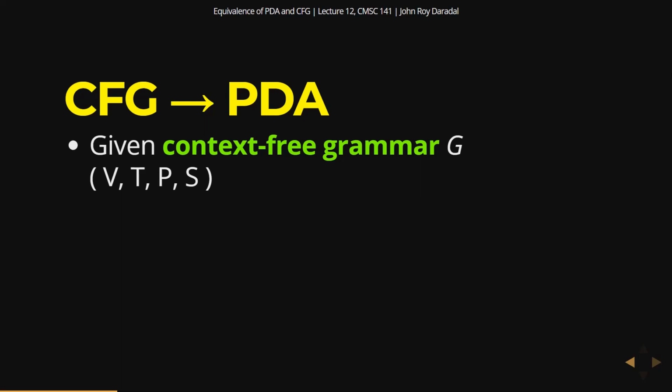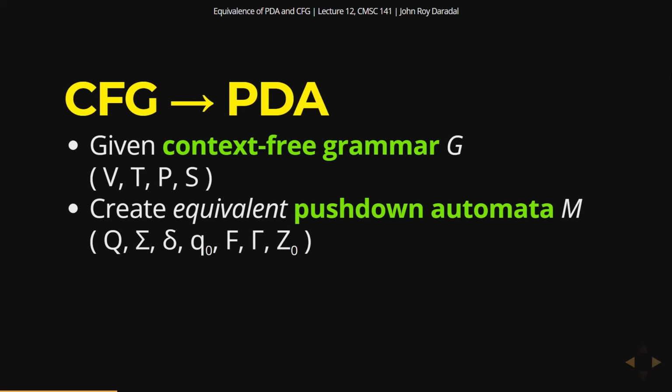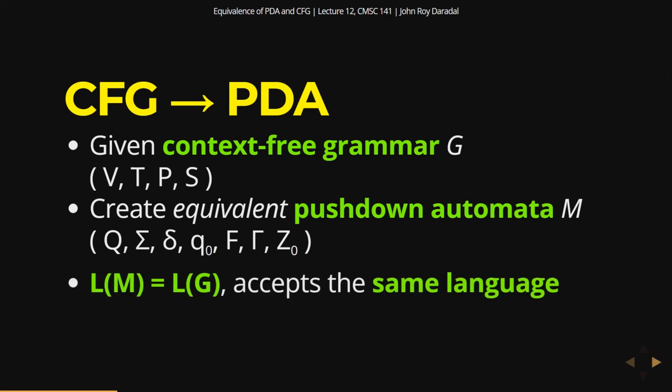So if we are given a context-free grammar G, we know that grammar G has 4 parts: the variables, terminals, productions, and the start symbol. We will create an equivalent pushdown automaton M with the 7 parts of the 7-tuple notation, such that they accept the same language. So the language of M is the same as the language of the grammar G. Okay, so how do we convert a CFG to PDA?